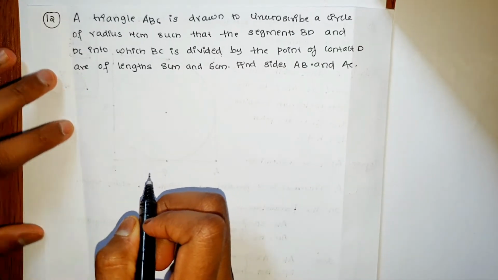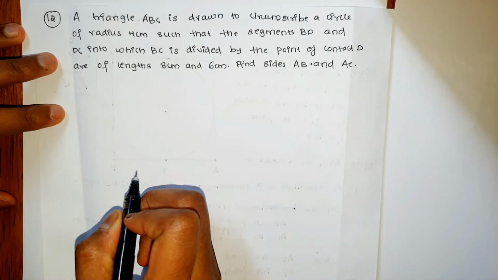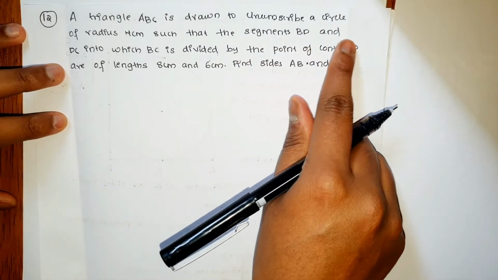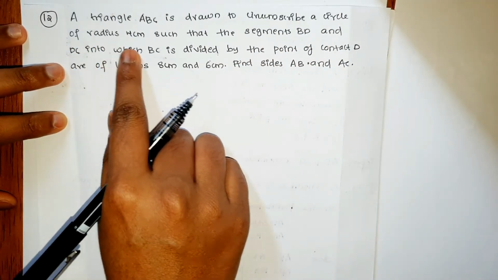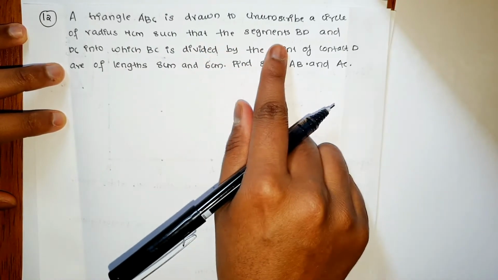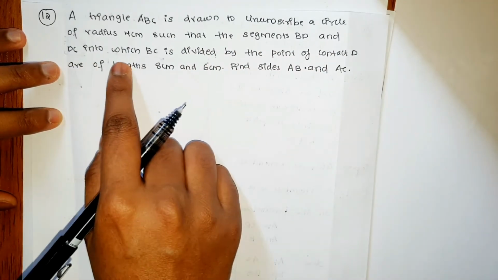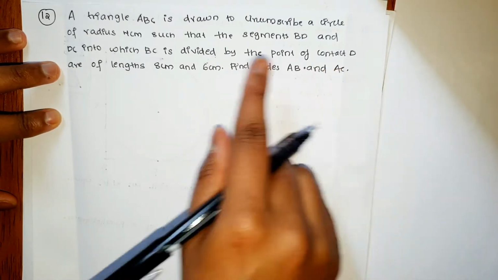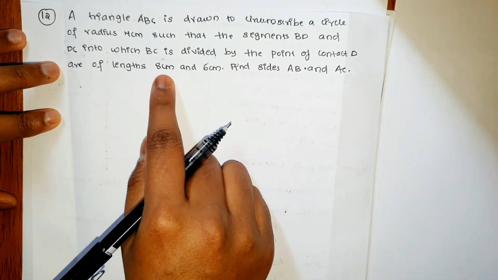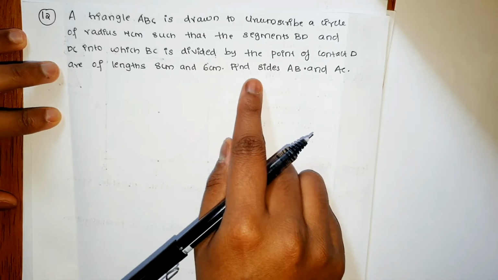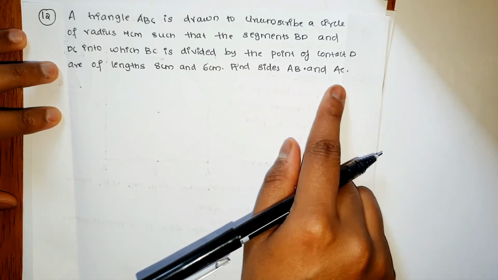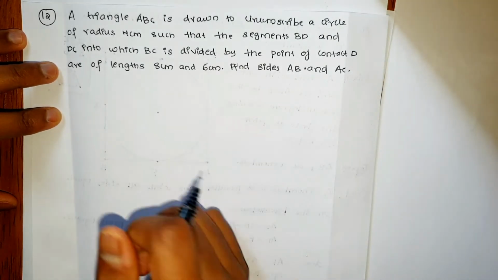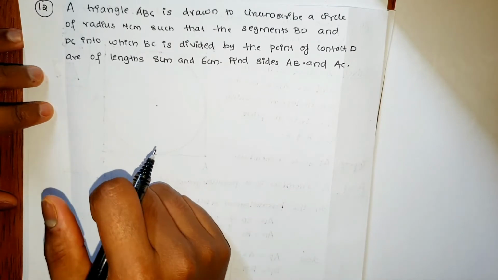Next question, 12th question. A triangle ABC is drawn to circumscribe a circle of radius 4 cm such that the segments BD and DC, into which BC is divided by the point of contact D, are of lengths 8 cm and 6 cm. Find sides AB and AC. Okay, that is our question.